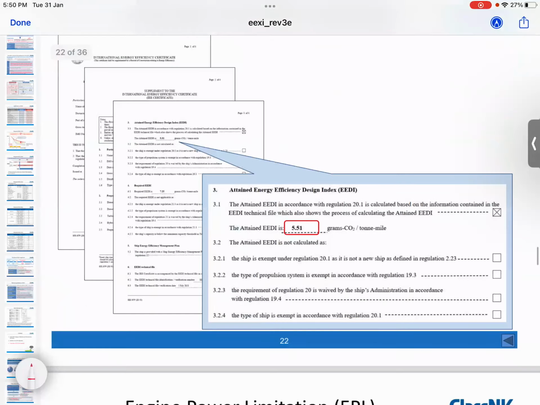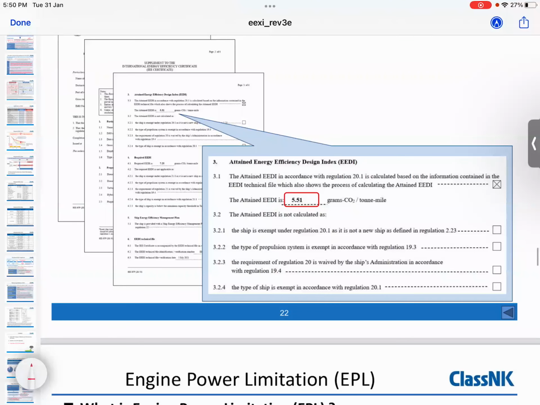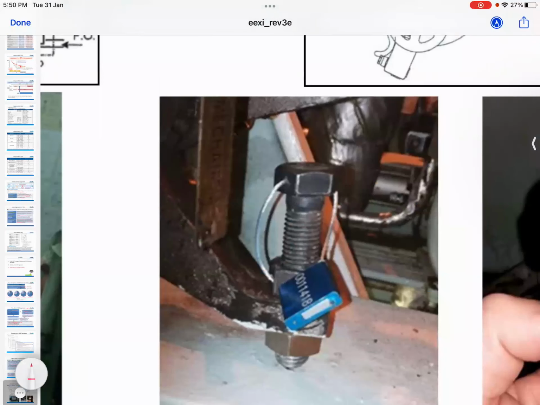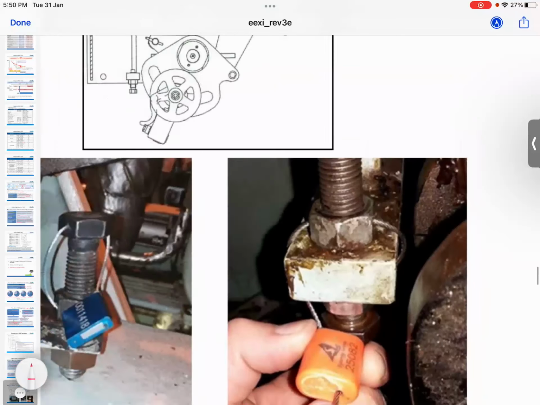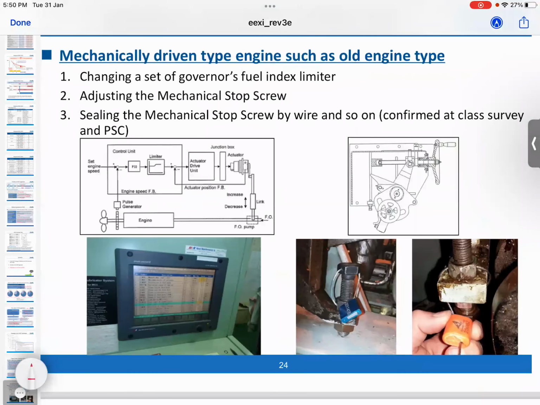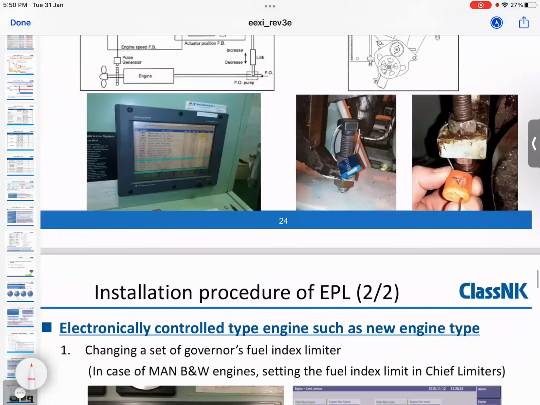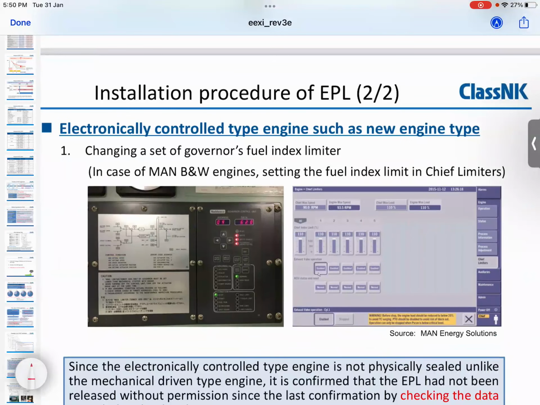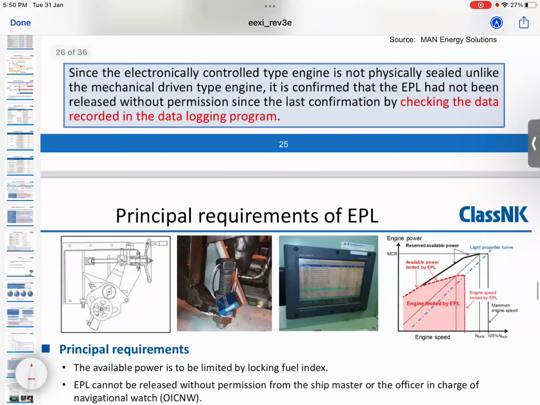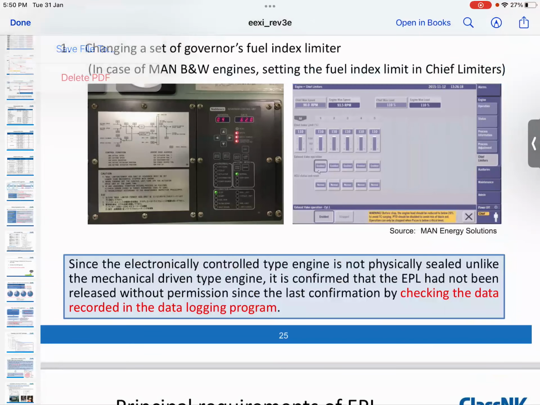So this is your IEEC certificate, right? इसमें आपका attained EEDI का वैल्यू रहता है. Okay, EPL आप देख लेंगे. This is how the EPL looks like, right? इसमें क्या होता है, मैकेनिकल लिमिटर लगा देते हैं. Okay, फ्यूल के लिए, उससे ज़्यादा नहीं जाना चाहिए. ओके, ये पुट मैकेनिकल स्टॉप स्क्रू गवर्नर के पास. ओके, अगर आपके इलेक्ट्रॉनिक इंजन है तो आप लॉग इन करके उसमें यूजर आईडी पासवर्ड डाल के इलेक्ट्रॉनिक लिमिटर डाल देते हैं. ओके, दैट इज अ EPL. समझते हैं? दिस इज योर MOP. ठीक है. ओके, एनीवे लेट्स मूव ऑन टू CII, राइट?